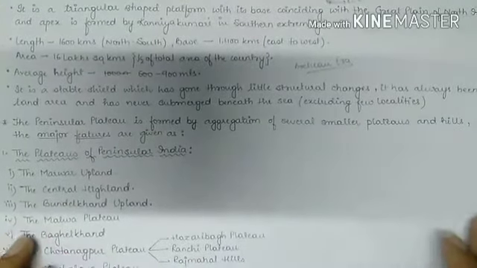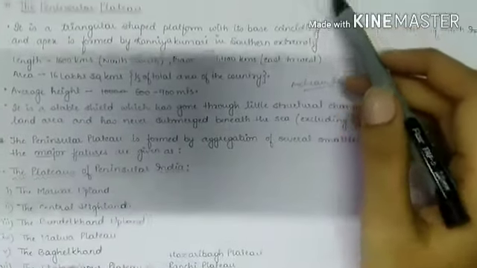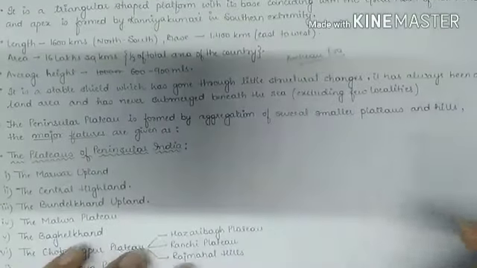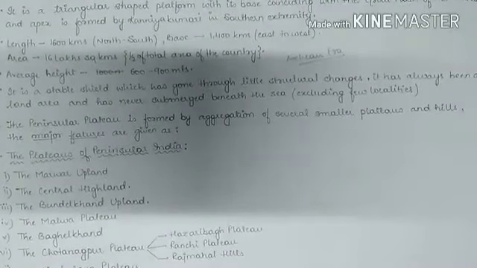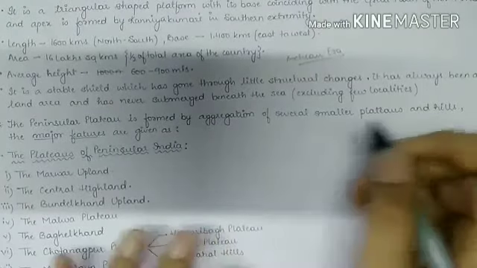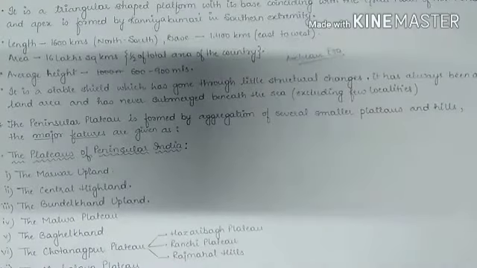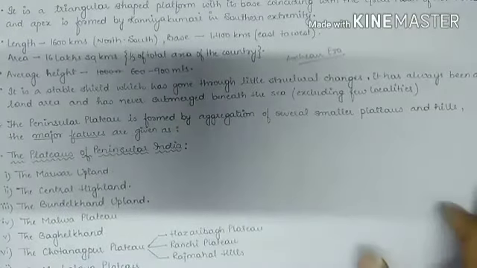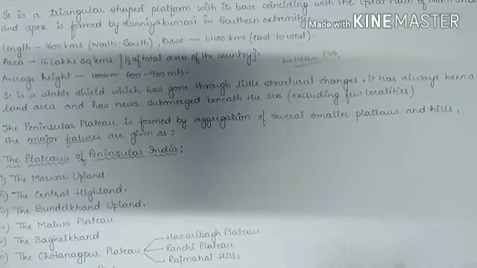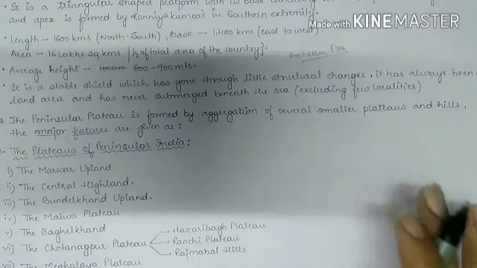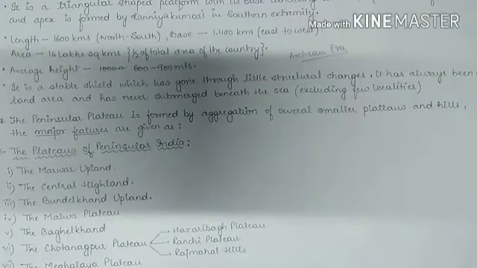Now, this whole area of the Peninsular Plateau is not a continuous platform. It is formed by the aggregation of several small plateaus and hills, which have come together to form this bigger peninsular plateau. The major landforms in this peninsular plateau are, first, the plateaus, and another one, the hills.